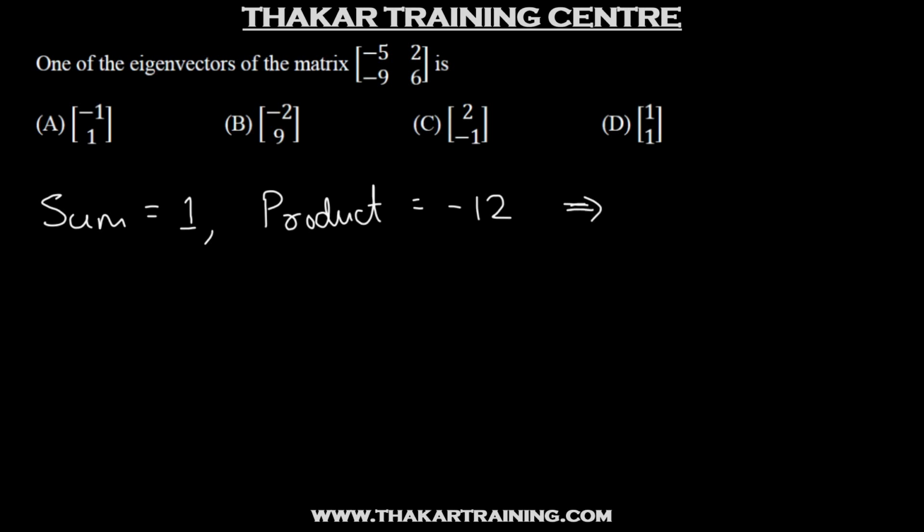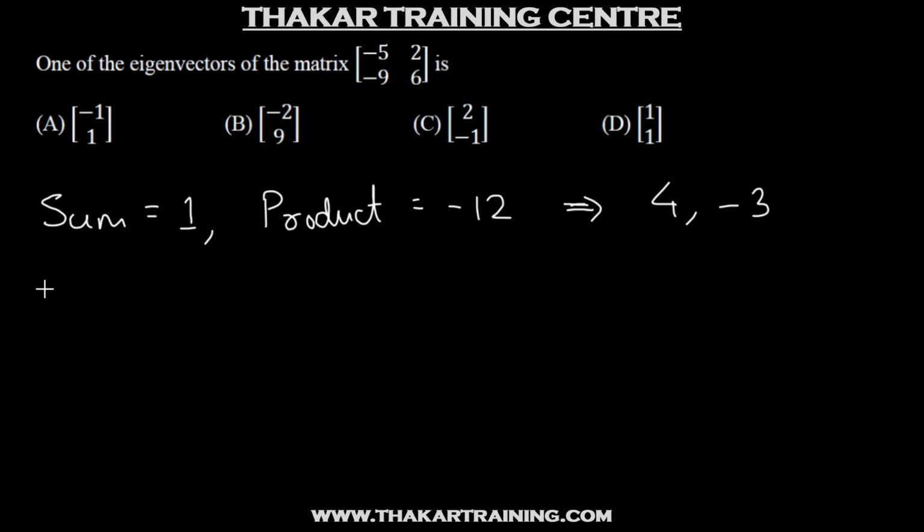What are the eigenvalues? Quite clearly 4 and minus 3. Be careful, sum should be plus 1, product is minus 12. So the eigenvalues are 4 and minus 3. So these are the eigenvalues. Now let's do it one by one.